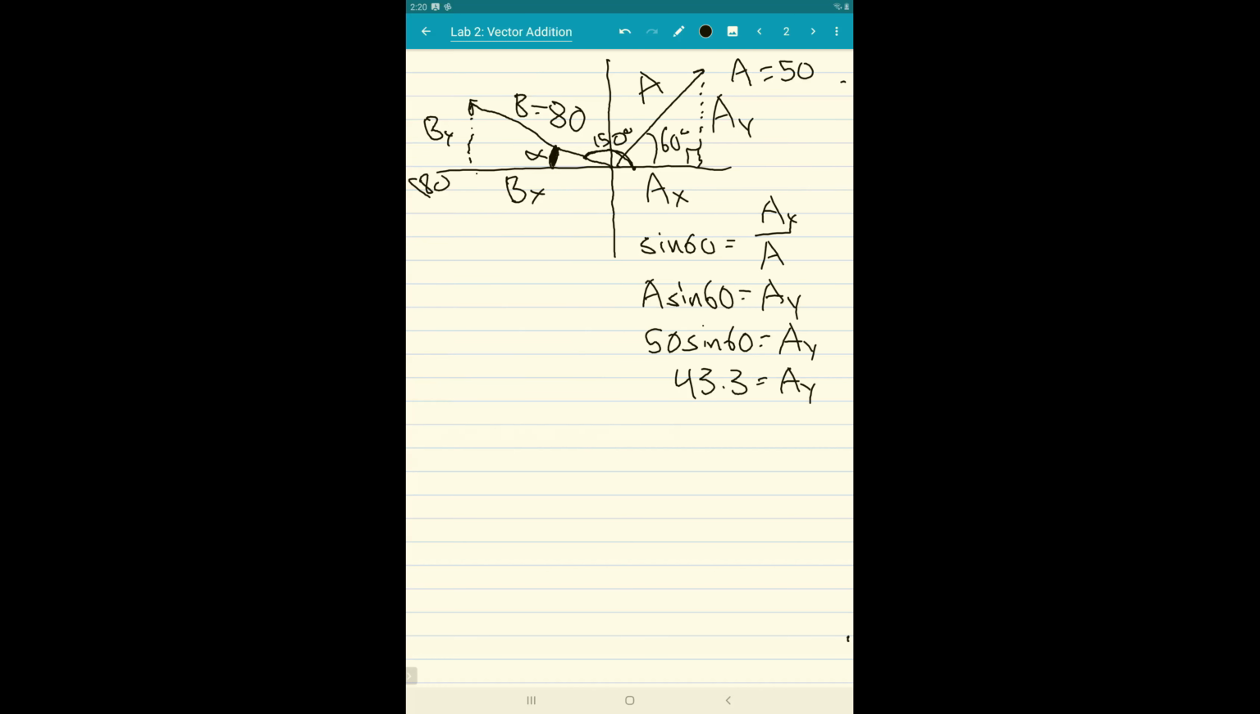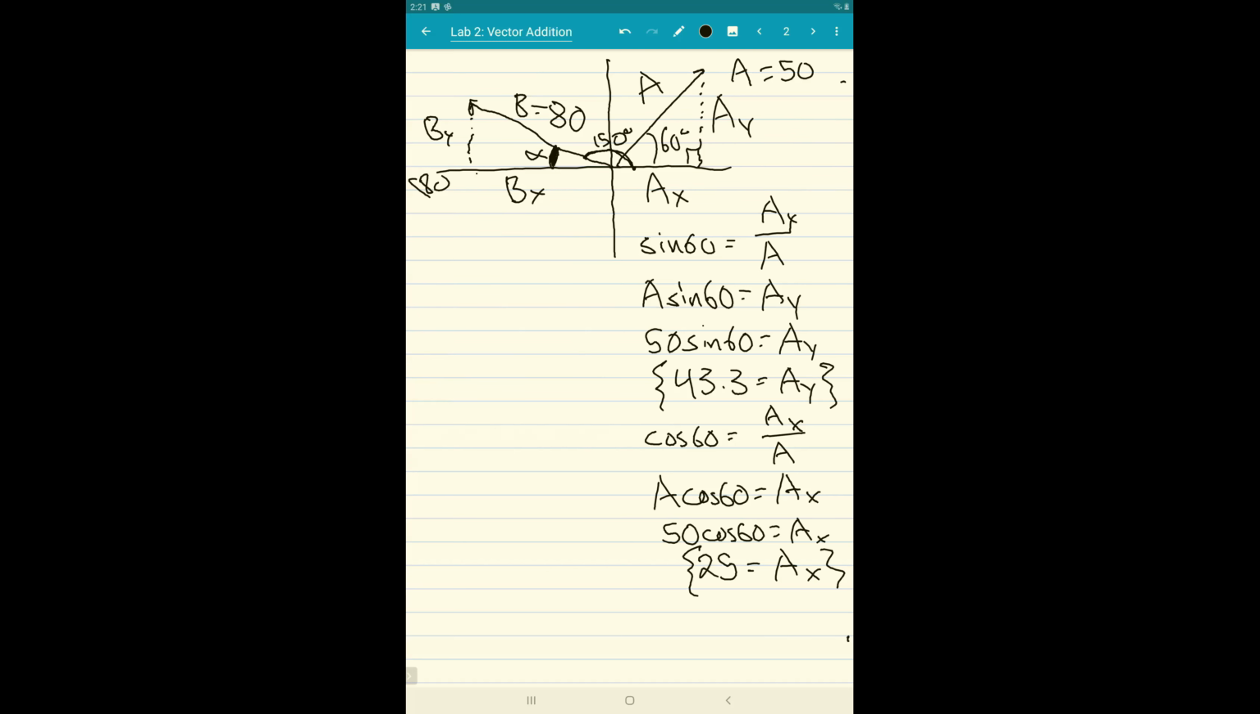Now for this next thing, I want to find the X component, right? So then what I'm going to do is pick cosine this time. Cosine of 60 is going to be A sub X over A, which, if I multiply both sides by A, I get A cosine 60 equals A sub X. A is actually 50, so it's 50 cosine 60 equals A sub X. Okay, plug that in as well. Cosine 60 is a half, so this is going to be 25, is A sub X. All right, so I've got my A sub X, the horizontal component of A, and here's the vertical component of A.